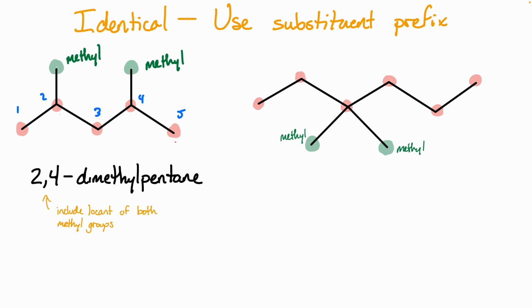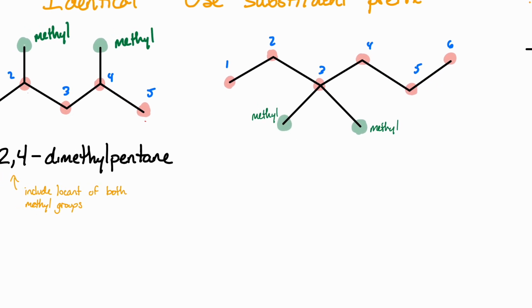Okay, I'm going to put in my numbering. 1, 2, 3, 4, 5, 6. If I went the other way, those methyl groups are on carbon 4, so this is my numbering scheme I want here, okay? And when I put together my name, I have to put the location of both of those methyl groups.